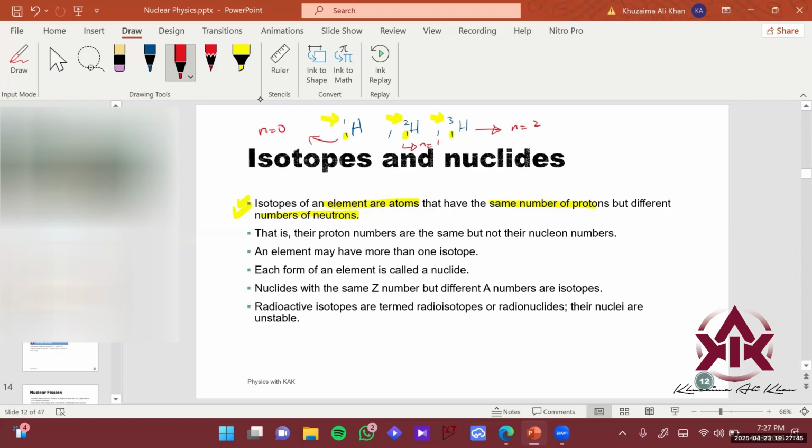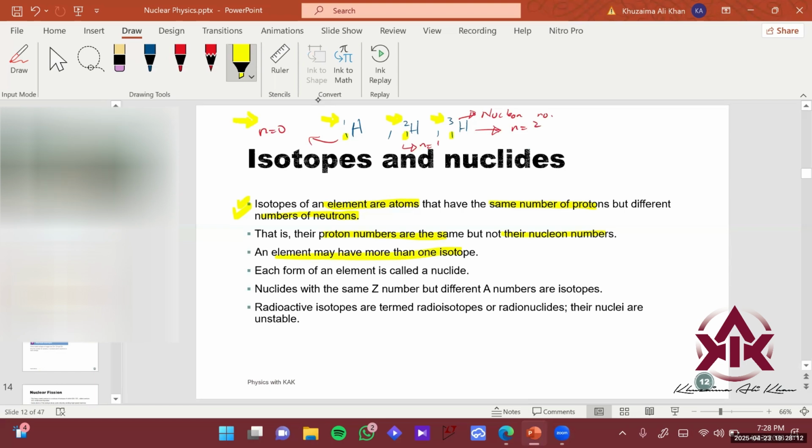They have the same chemical properties, but their number of neutrons is different here. The proton numbers are the same, but not their nucleon numbers, right? These are all nucleon numbers. These are called nucleon or mass numbers. An element can have more than one type of isotope. You can see that hydrogen has three isotopes here.